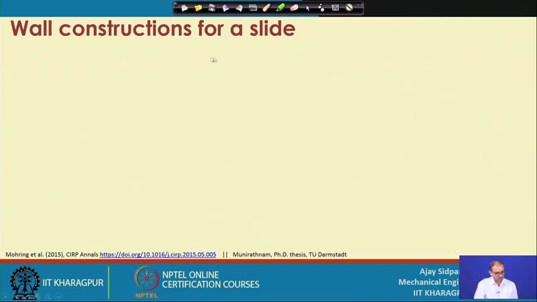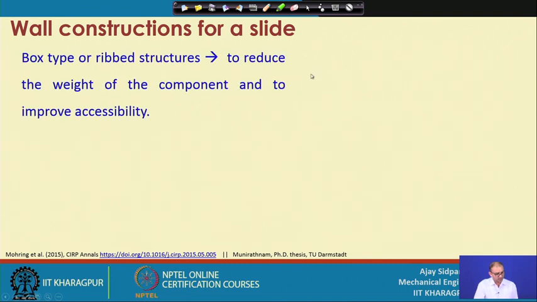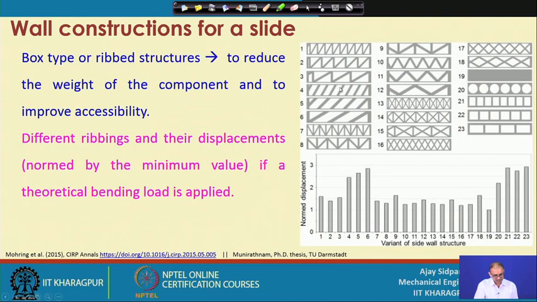Right. So, now wall construction for a slide. This is something very important, so consider this example first, correct. Now, what is this rib? Suppose you have a guideway, this is the guideway, and on the top you are moving one component, suppose this is the component, and you are moving it by force.